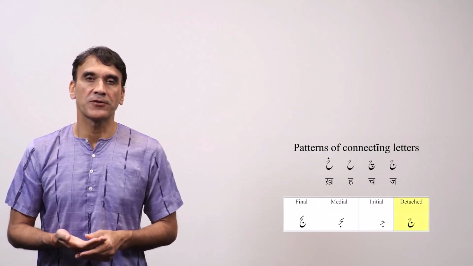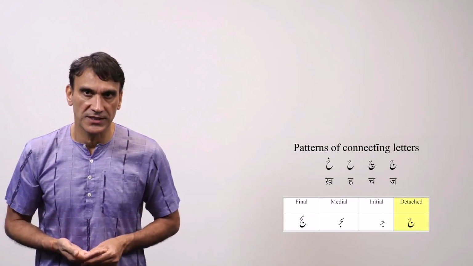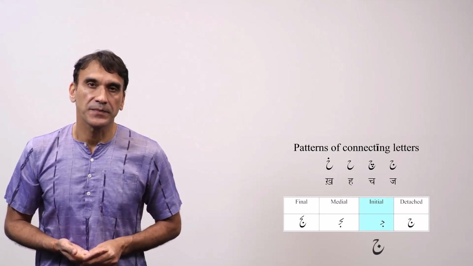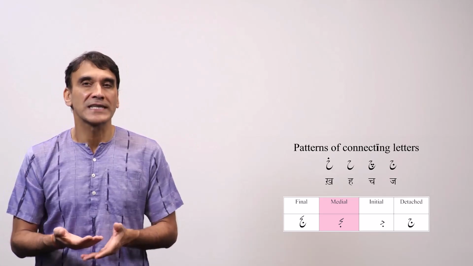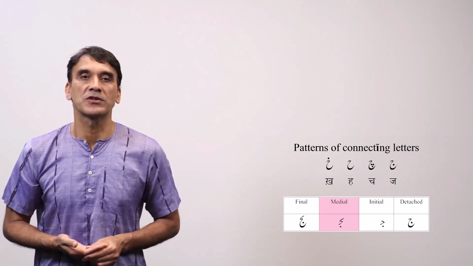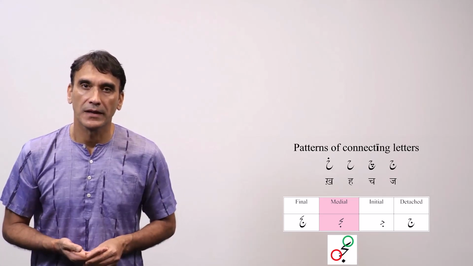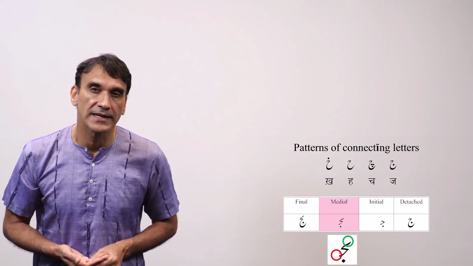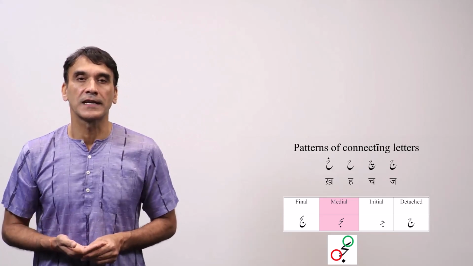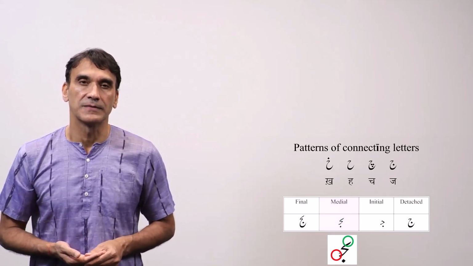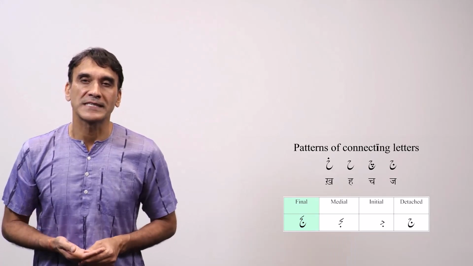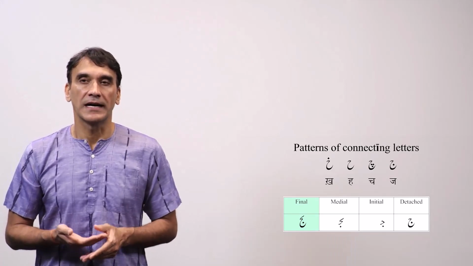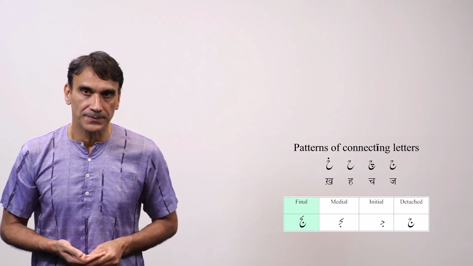Let's take the different forms of the letter Jim. The detached form is the one as you find in the alphabet sheet. The initial form is this. It looks like this part of the letter. The medial form also looks like the initial one, just connected to the previous letter in the beginning. In this picture, the green circle shows where the letter before gets connected, and the red circle shows where the letter that comes after gets connected. And the final form is similar to the detached one, but attached to the previous letter on its top.